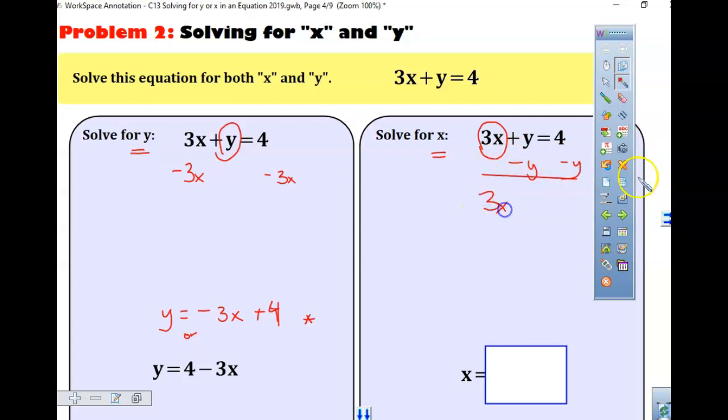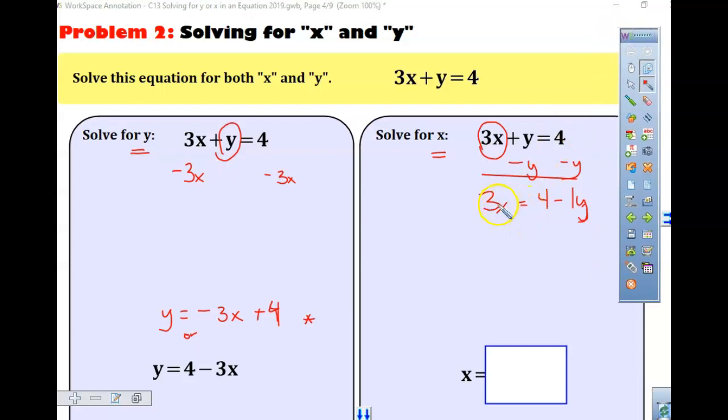As I do that, I'm going to have 3x equals 4 minus y. I like to put a coefficient with the y because it's understood that there is a 1 with that, so I have 1y as I'm looking at this problem. So now I have 3 times x, and the opposite of multiplying by 3 is to divide everything by 3. So my final solution is going to be x equals 4/3, and we're going to keep it just as fractions, 4/3 minus 1/3 y.